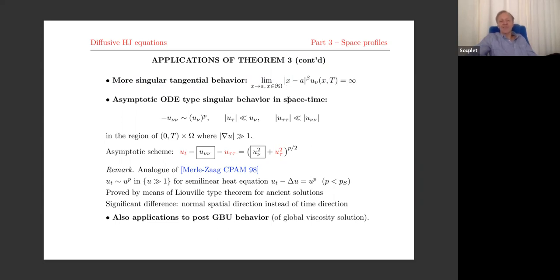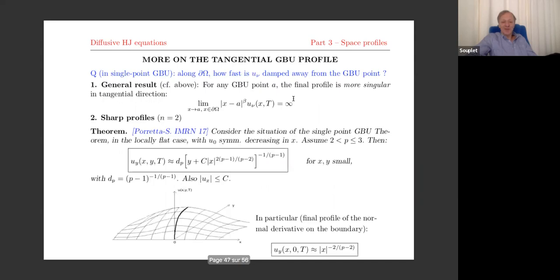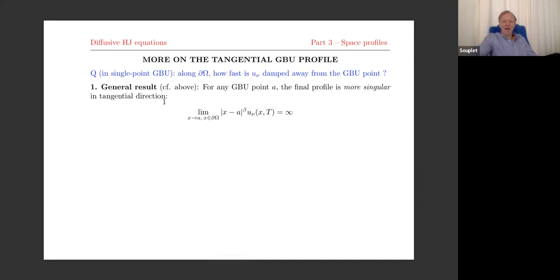And in fact, this is a general result. I reproduce the same statement here. So this is the general result which I already mentioned. The question is, along the boundary, how fast is the gradient damped away from the gradient blow-up point? For instance, in case of single point gradient blow-up, or if you blow up on a curve or a submanifold of the boundary, if you move away from this manifold, how fast is the gradient becoming regular again?